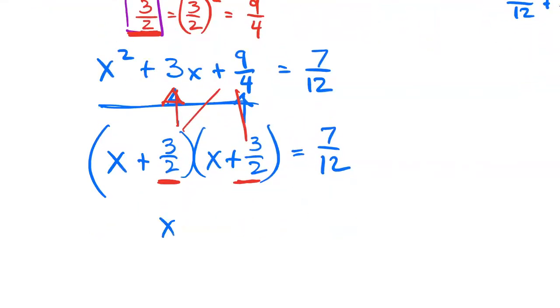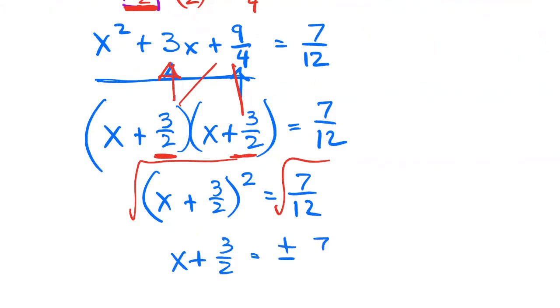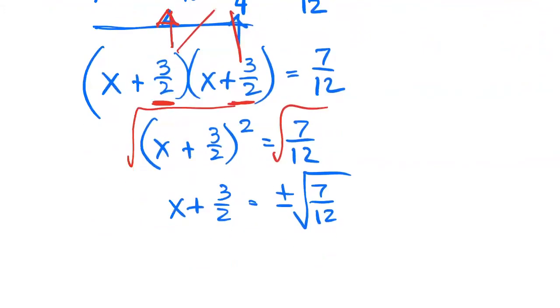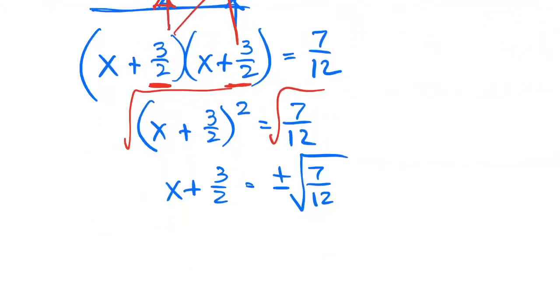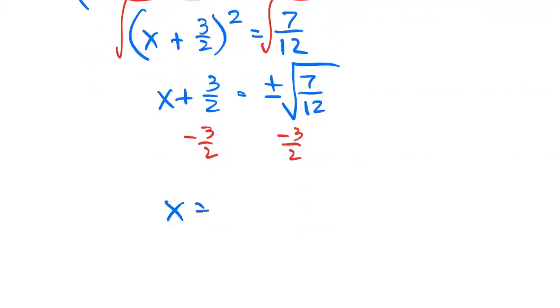Now this simplifies to (x plus 3 over 2) squared is equal to 7 over 12. And then we do the exact same thing we've done before. Square root both sides. So I get x plus 3 over 2 is equal to plus or minus the square root of 7 over 12. And then I subtract 3 over 2. x is equal to negative 3 over 2 plus or minus the square root of 7 over 12.